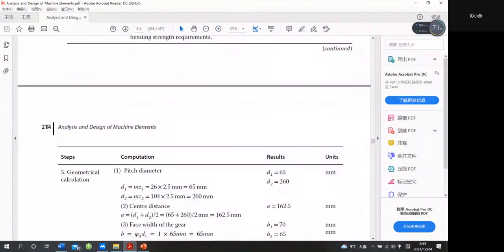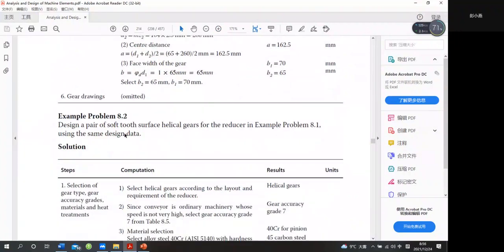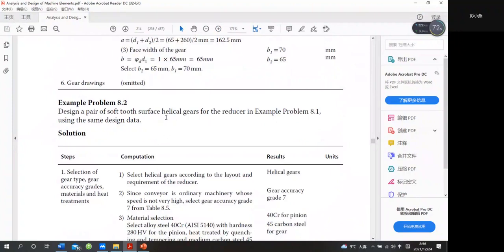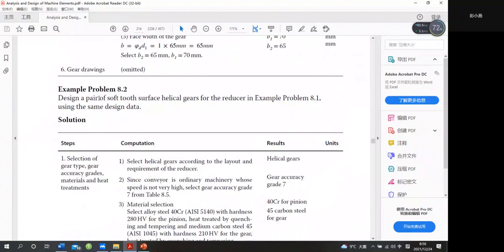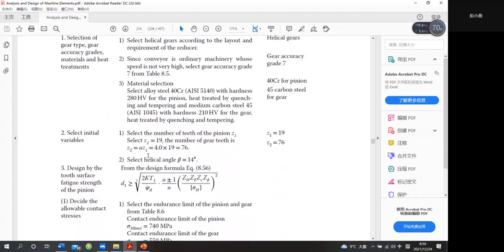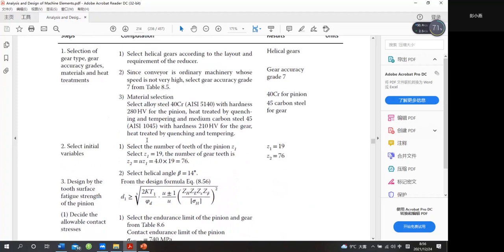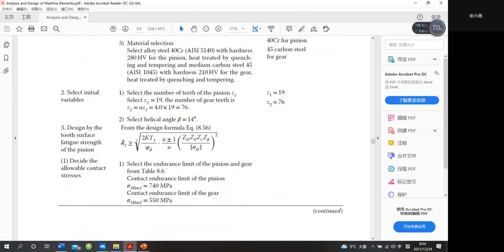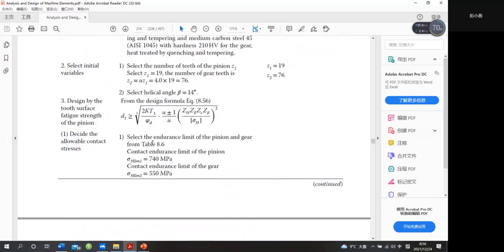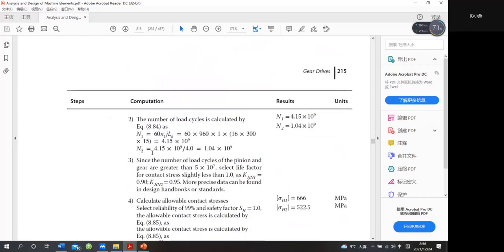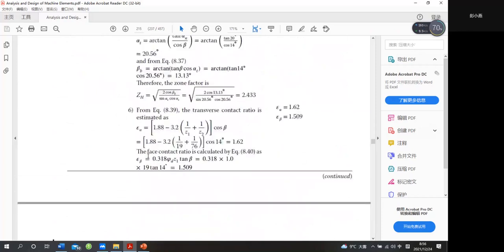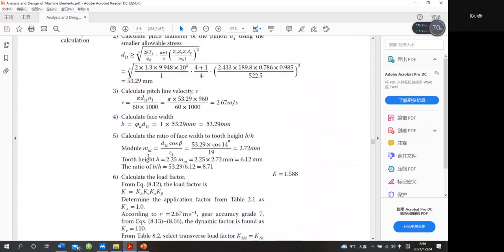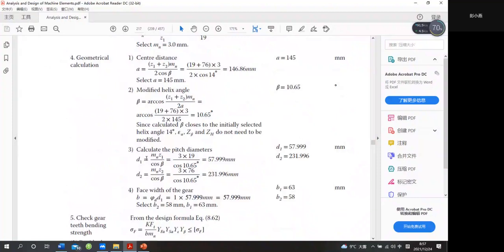In your textbook, on page 240, example two. Example two is to design a helical gear. You can refer to this calculation procedure. Example 8.2. Select the Z first and to design use contact stress to design, D1 should be larger than this, and then use bending stress to check.